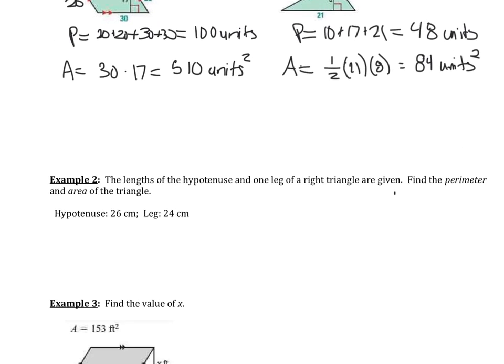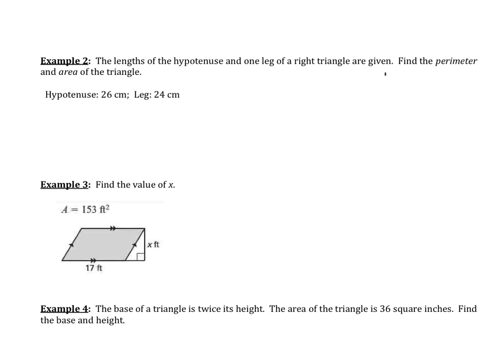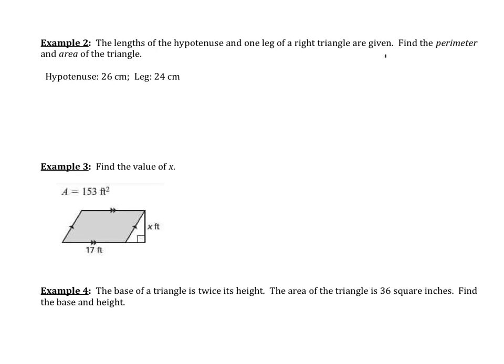Okay. Our next example, example 2, it says the lengths of the hypotenuse and one leg of a right triangle are given. Find the perimeter and area. Now, in this case, they don't give us our triangle, so go ahead and draw your triangle.